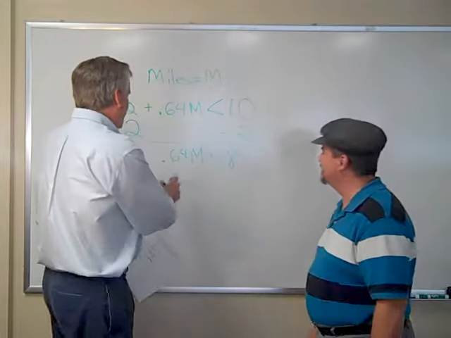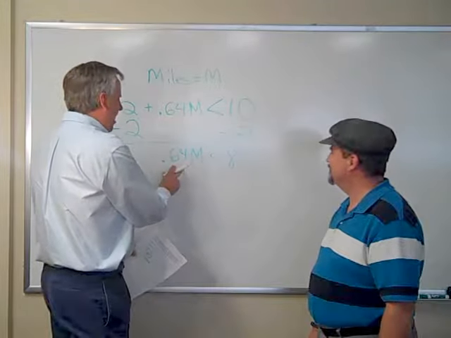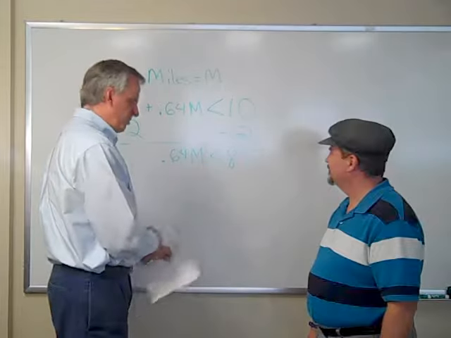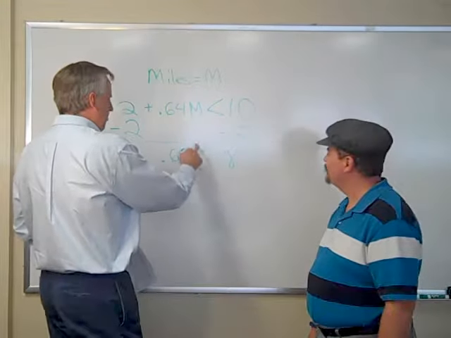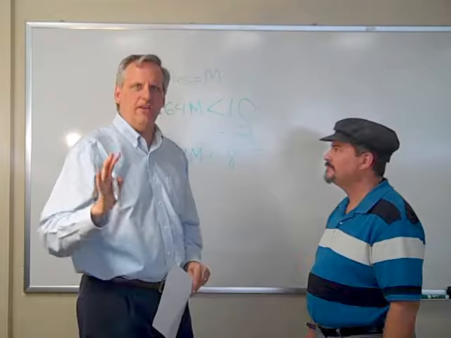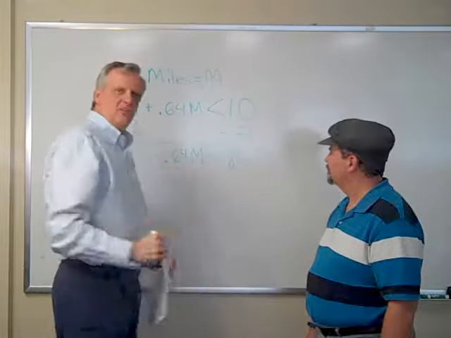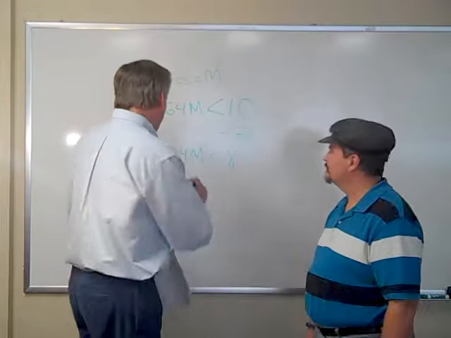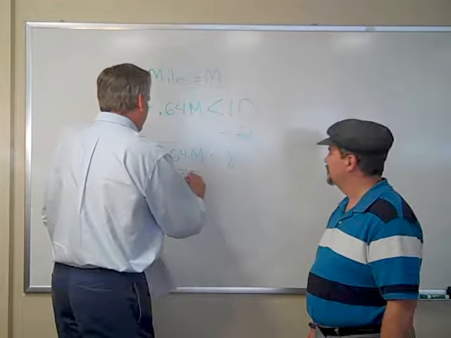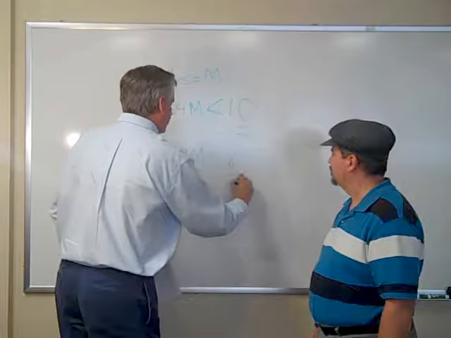Okay, so I've got to figure out how many miles I can get for $8. Since I want to get my variable completely alone and by itself, and it's multiplied by 0.64, I'm going to do the opposite and divide. Divide each side by 0.64.